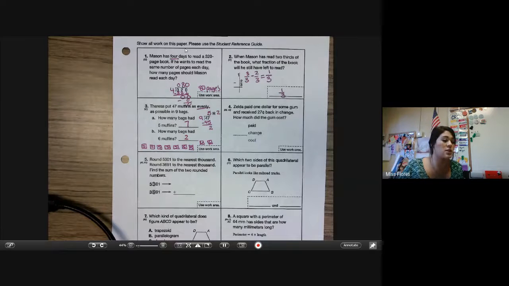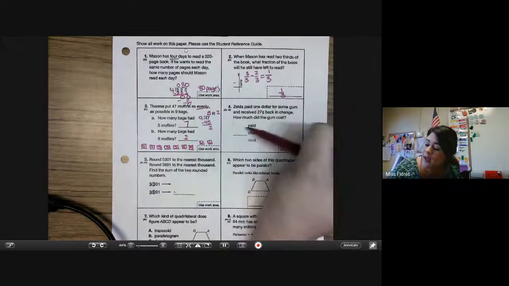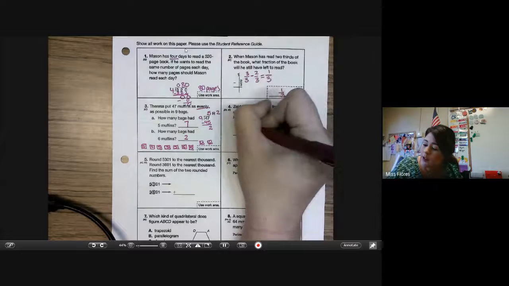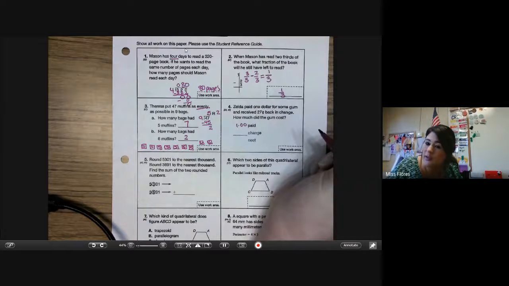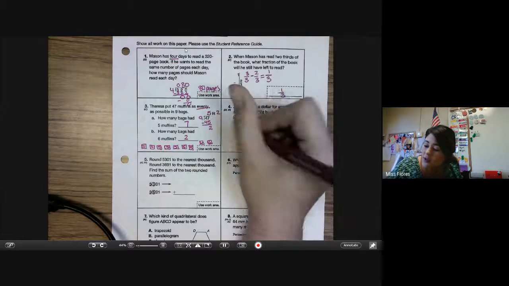So you are going to do addition, subtraction, multiplication, or division. I'll let you know you're going to do subtraction, okay? Because that means you paid for something, you got something back. So it had to cost something. So let's figure out how much it costs. So you're going to write how much you paid at the top, which is $1. And then you're going to write the change underneath that, which is 27 cents.